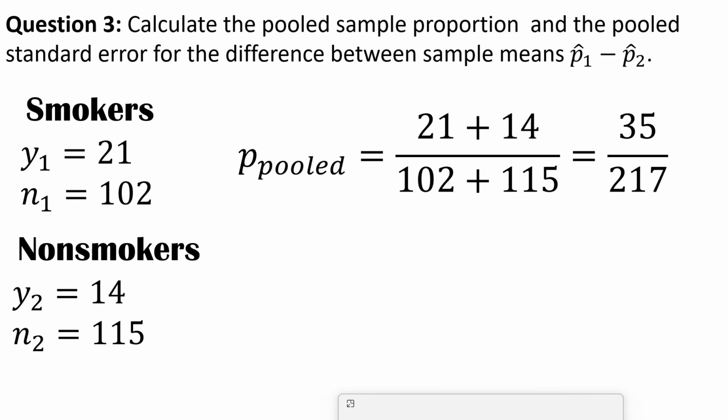And remember what this p-pooled is. Under the null hypothesis, we assume that the two population parameters, P1 and P2, are equal to each other. And so this p-pooled is our best estimate of that common proportion. And why can we do this? Why can we calculate p-pooled and use it in our calculations? Because we start with the assumption that the null hypothesis is true. So here p-pooled is just a bit more than 16%.